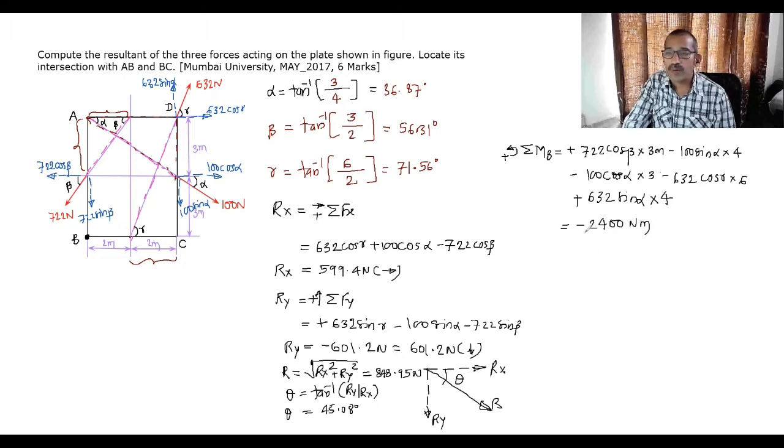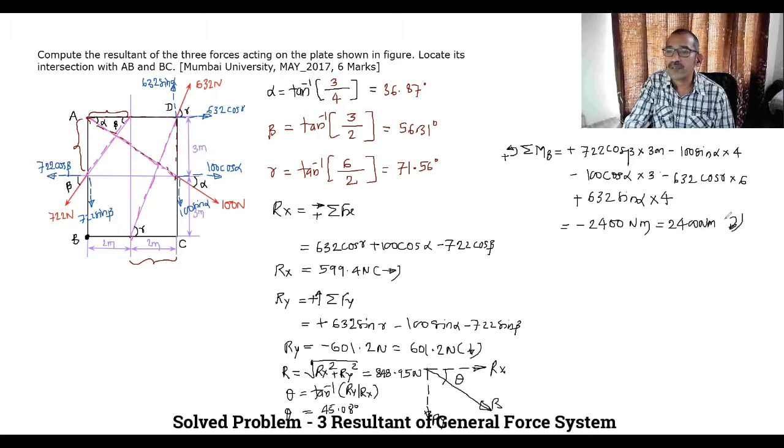Now, what does the negative sign represent? It is 2400 Newton meter, and this is in the clockwise direction. The next step is very important.